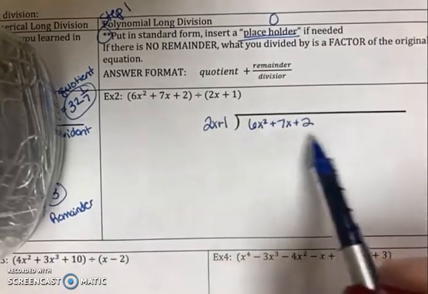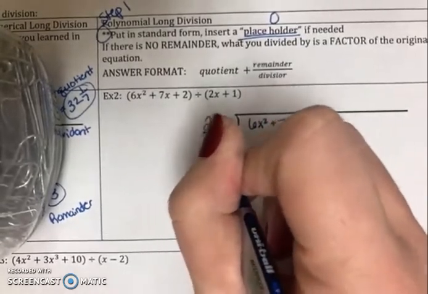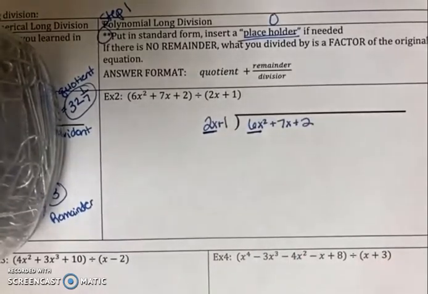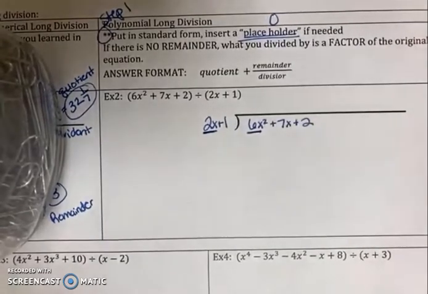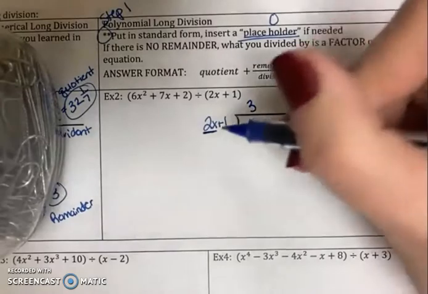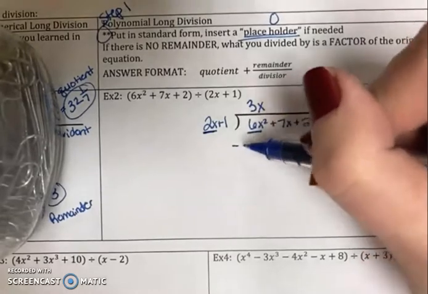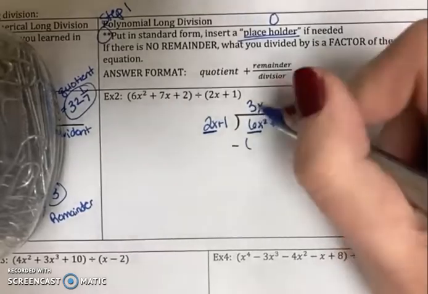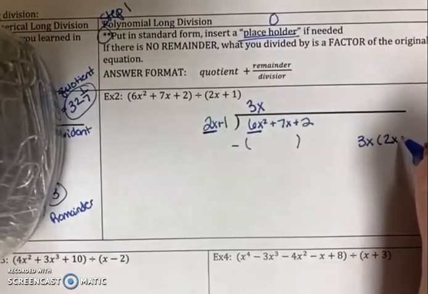So it's the same idea where we have to ask ourselves, how many times does this go into this? We would start by asking, what do I have to multiply my first term in the divisor by to get the first term in the dividend? Okay, so 2x times what would give me 6x squared? Well, 2 times 3 would give me the 6. And x times x would give me the x squared. Now I need to subtract an expression. That expression will be given to me by 3x times the divisor. So 3x times 2x plus 1.